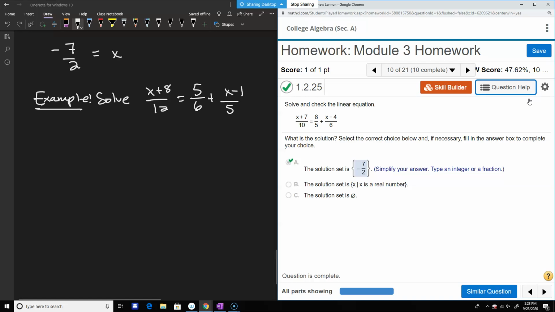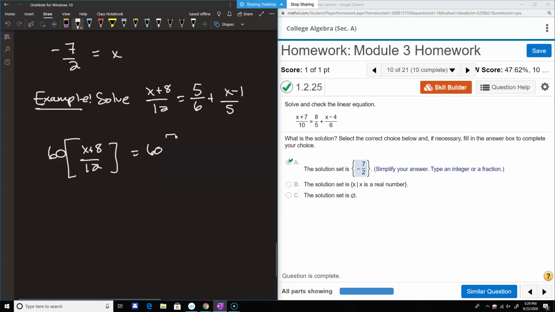Do you have any idea there? A common multiple of 12, 5, and 6. 30 doesn't work because 12 doesn't go into 30. So you might try 60. 60 would work. So we would do 60 on both sides of this time. So 60 times (x plus 8)/12, and then 60 times the 5/6 plus (x minus 1)/5.